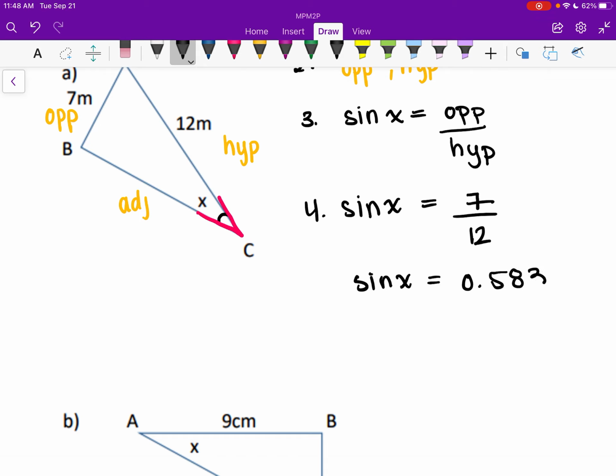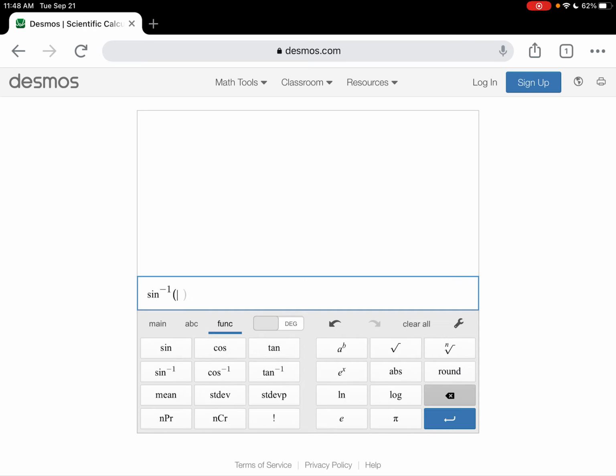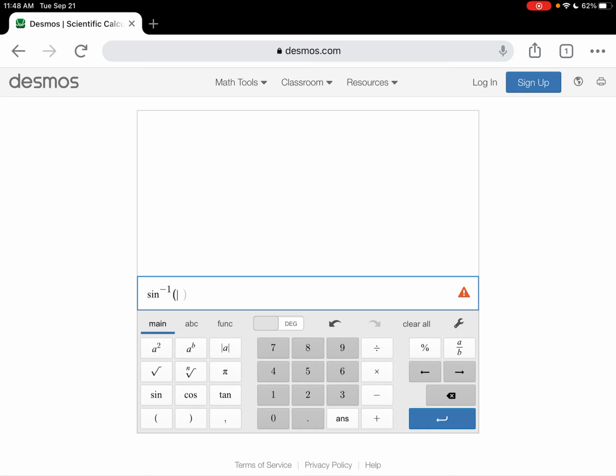0.5833, right? And now I want to get rid of the sine on this side, so I'm going to do sine inverse, which means I'm going to do the same thing here, sine inverse, right? So let's do that. Sine inverse, so I'm going to go clear this. My second function, sine inverse, 0.58, and we'll do 333, right? Just as many 3's as we can. And our answer is right here.